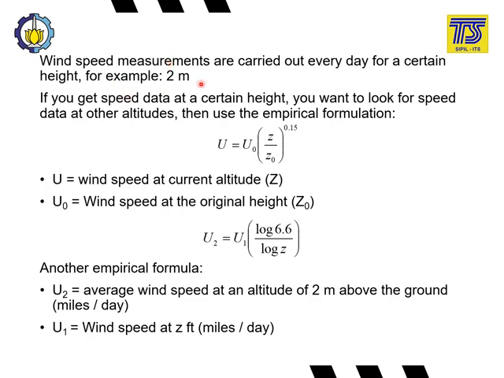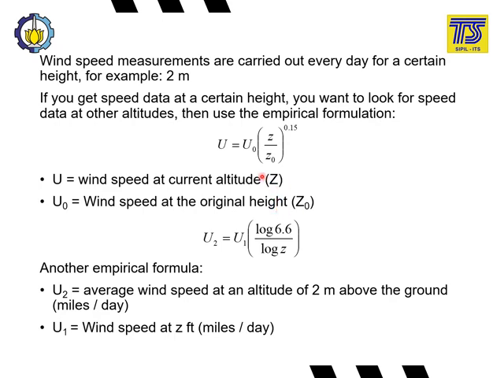If you get the speed data at a certain height, here for example 2 meters, you may want to look for speed data at other altitudes. For example, you want to look for the speed measurement at the height of 4 meters. You can use this empirical formulation based on the data that you have. Here we have U equal to the wind speed at the current altitude, for example at 4 meters. U0 is the wind speed at the original height, for example the data that we know.